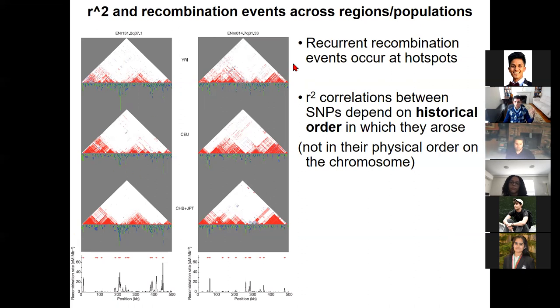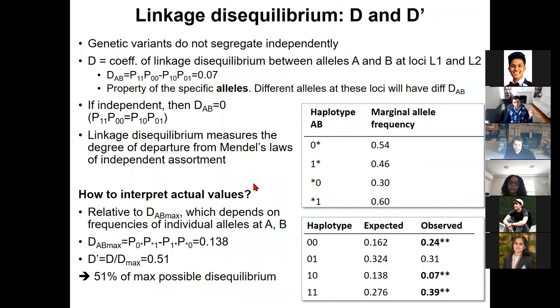So these recurrent recombination events occur at specific hotspots, and this R-squared correlation between the SNPs that is found, basically red here is how correlated these pairs of SNPs are across these locations. These correlations depend on the historical order in which they arose, not necessarily their physical order on the chromosome. So that's why you don't just see contiguous blocks, but you see these stretches with a new SNP that happened in the context of an ancient haplotype.